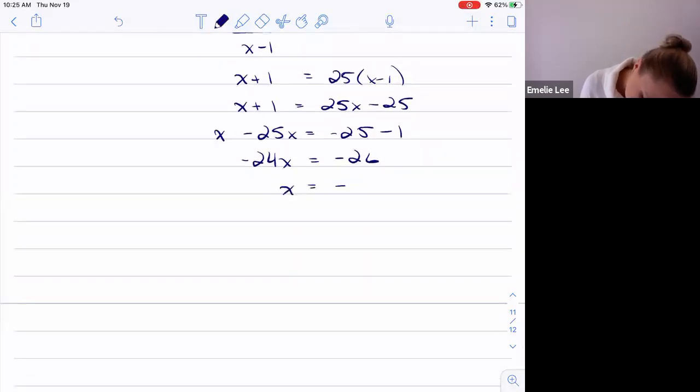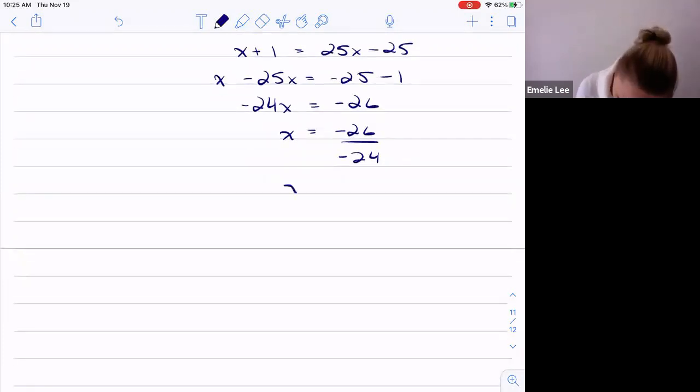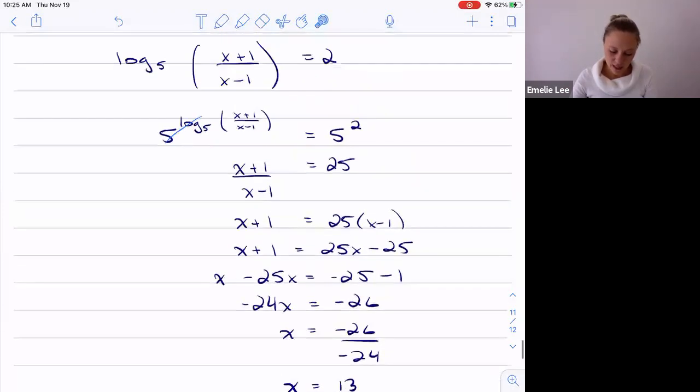So x must be negative 26 over negative 24. Surely that simplifies, and your fancy calculators will just do it for you. First of all, a negative divided by a negative is a positive, right? So 26 divided by 24, 13 over 12. And I'm just going to leave it as the exact answer. Double check, right? 13 over 12 is your x.